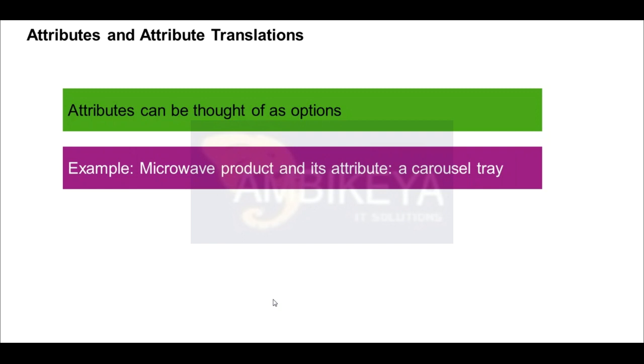The example that we're going to be looking at as we import our attributes is a microwave oven, and in particular a set of attributes. So we mentioned the carousel tray, right? That little tray that rotates around inside your microwave to make sure your food cooks evenly. But microwaves could have lots of other attributes too, right?